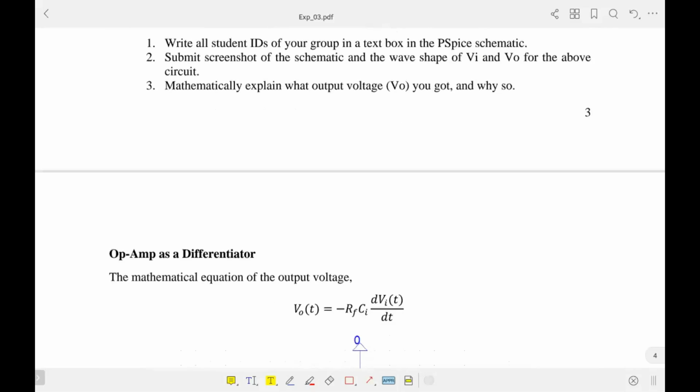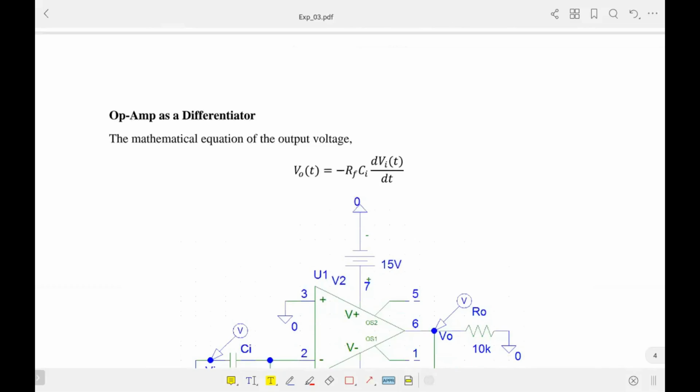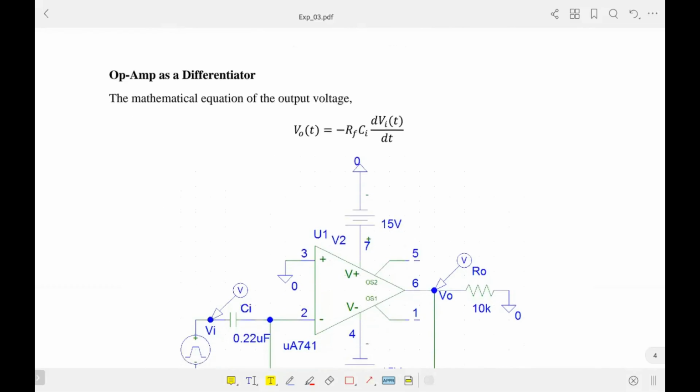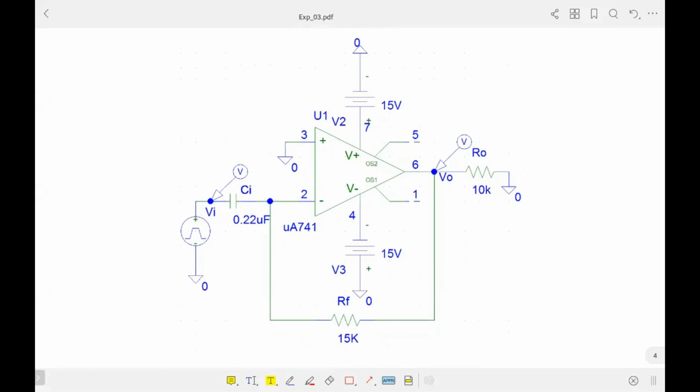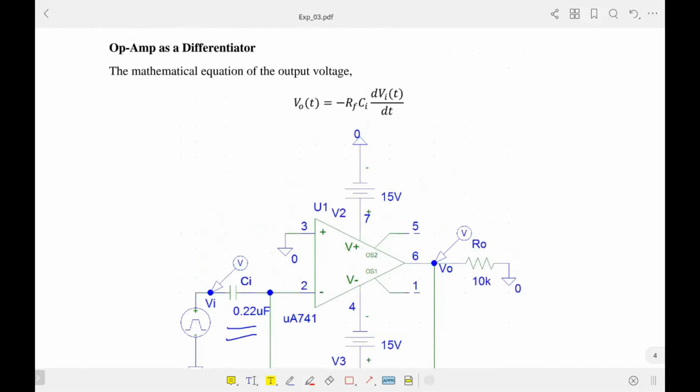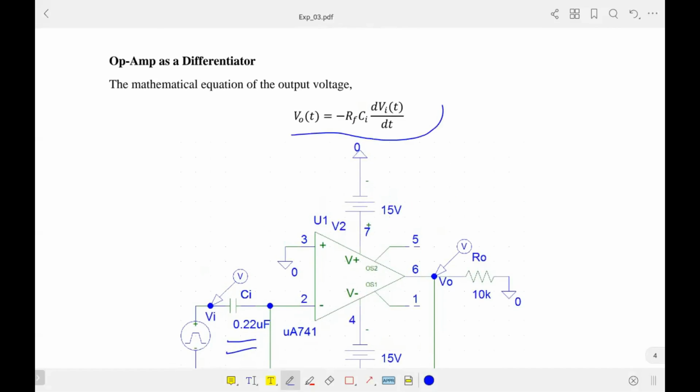So just like an integrator, in the differentiator we also need a capacitor, but there is a difference. In the integrator we have used the capacitor as the feedback, but in the case of the differentiator we need the capacitor at our input side and a resistance in our feedback. And if you derive the output expression, then the expression will be just like this. So here the input voltage is differentiated.